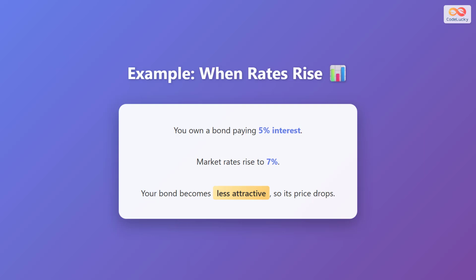Let's look at a concrete example. Suppose you own a bond that pays 5% interest annually. Now imagine that market interest rates rise to 7%. New bonds being issued now offer this higher 7% rate. Your bond, paying only 5%, becomes less attractive to potential buyers. To sell your bond, you would need to offer it at a discount, meaning a lower price, so that buyers can achieve a yield closer to the current 7% market rate.